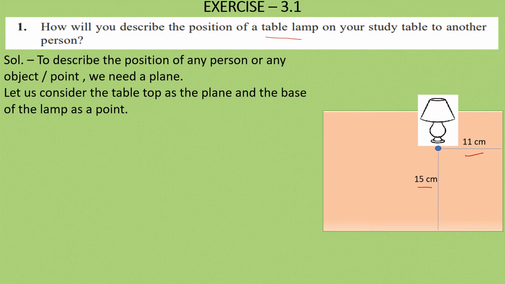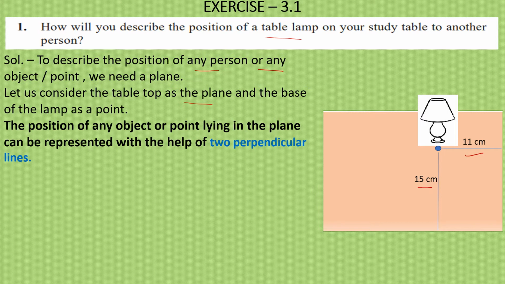So now here it is written, to describe the position of any person or any point, we need a plane. So this tabletop we are considering as the plane and this base of the lamp as a point. The position of any object or point lying in the plane can be represented with the help of two perpendicular lines. So any position or any object, if we want to find out its exact position, we need two perpendicular lines. So these are the perpendicular lines.